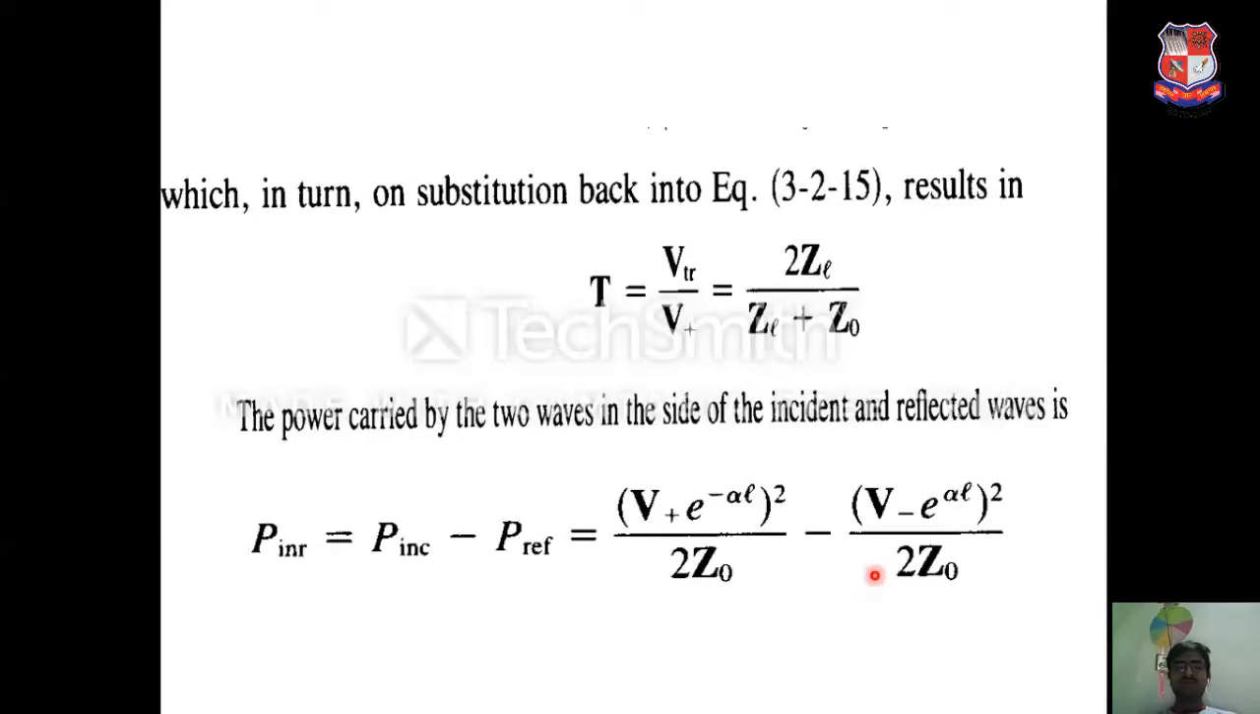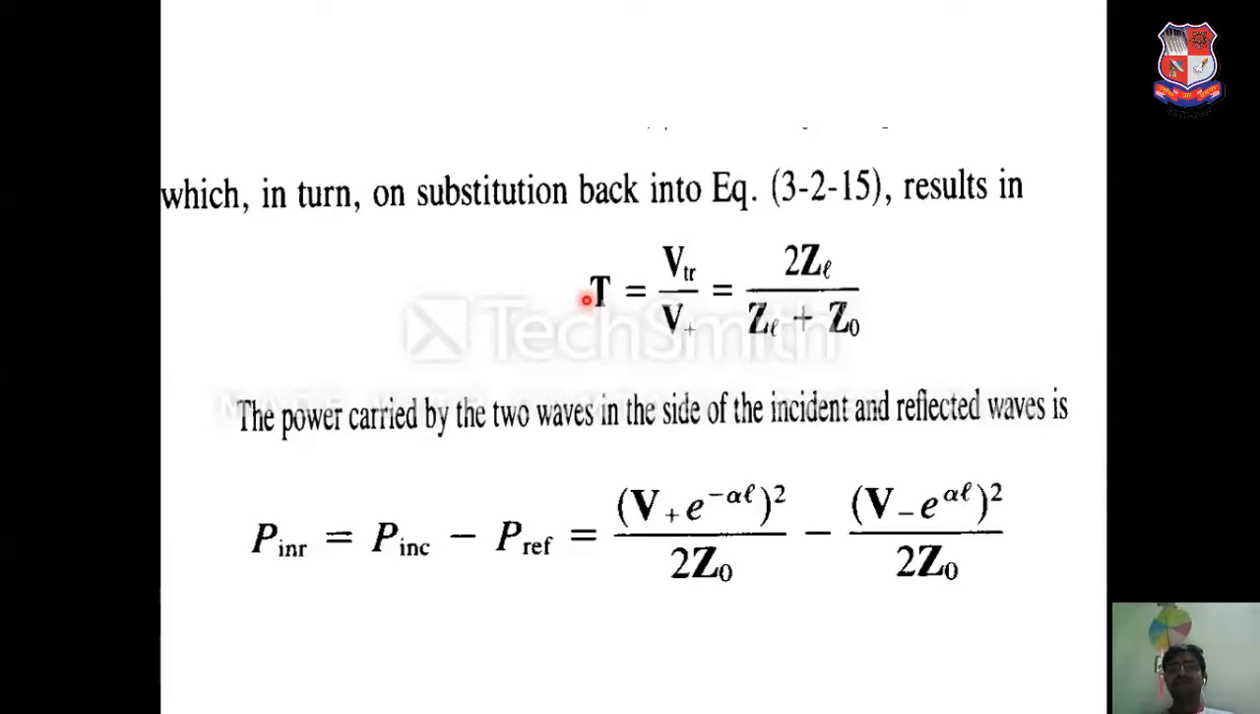Now with this, we will get the transmission coefficient T equal to VTR upon V plus, and if we put this ratio into our equation 3.2.15, we will get the simplified form 2 into ZL divided by ZL plus Z0. This is our transmission coefficient.